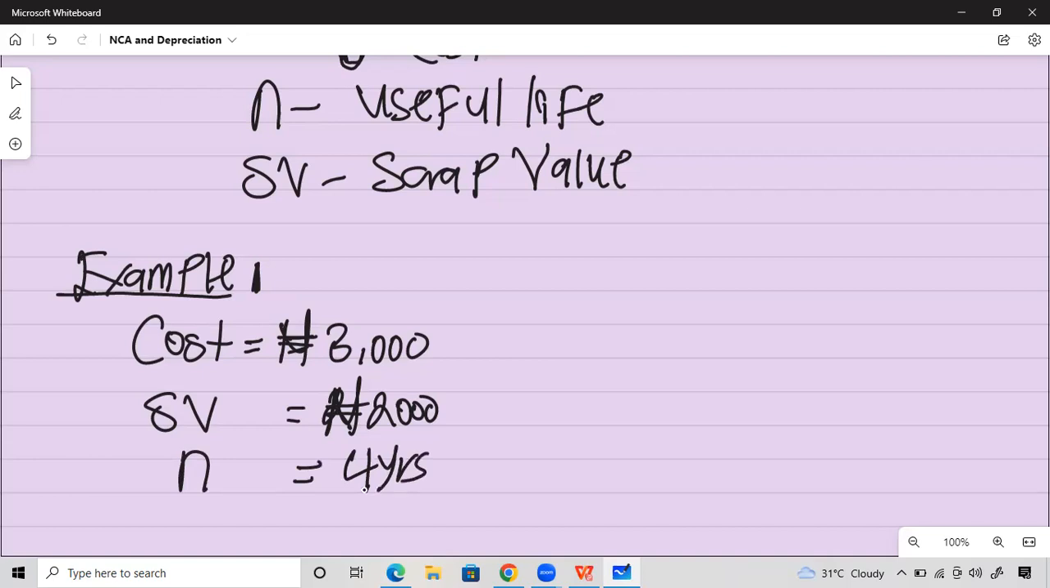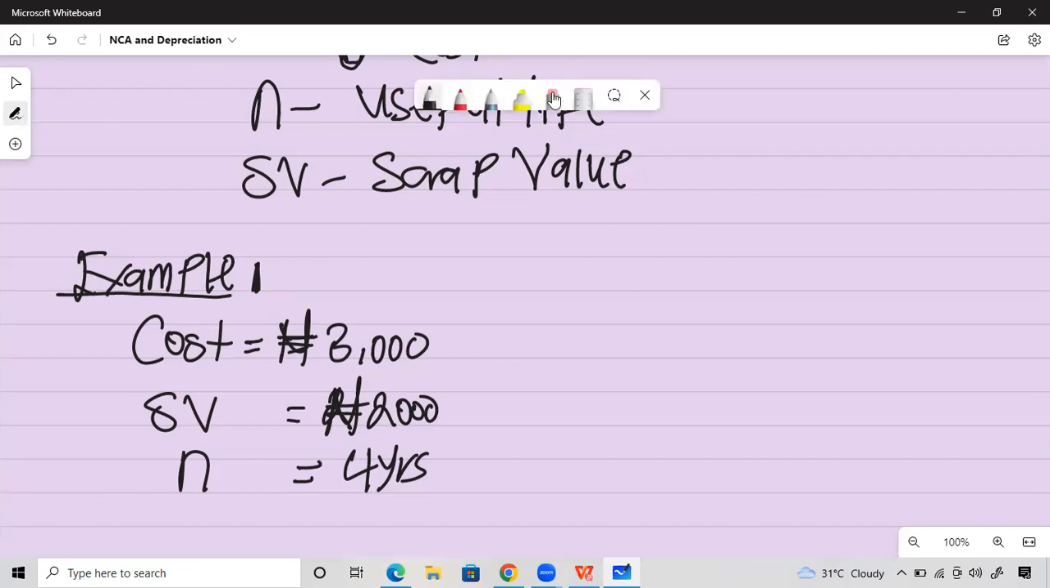The cost is 3,000. The scrap value, sorry, it's supposed to be 200, not 2,000. So this is the amount that you're able to sell this particular asset for, 200, at the end of the useful life.